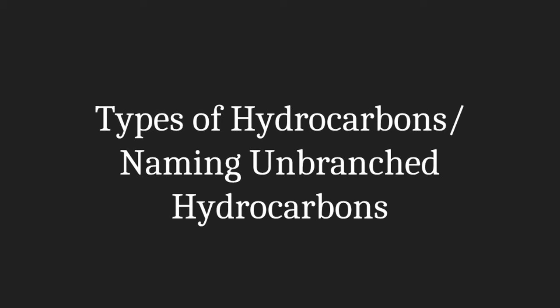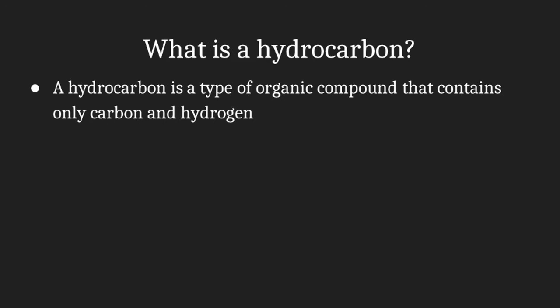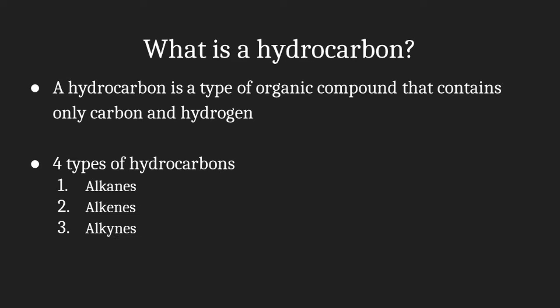Hi, I'm Matt, and in this video we are going to go over the various types of hydrocarbons and how to name unbranched hydrocarbons. So first, we're going to talk about what is a hydrocarbon. As the name suggests, a hydrocarbon is a type of organic compound that contains only carbon and hydrogen. There are four main types of hydrocarbons, and those are alkanes, alkenes, alkynes, and arenes.